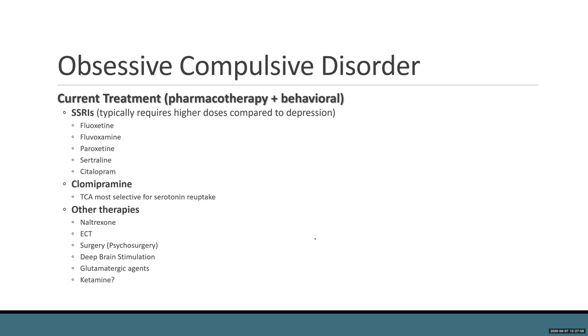ECT, electroconvulsive therapy, psychosurgery, deep brain stimulation, ketamine, glutamatergic agents, TMS, transcranial magnetic stimulation. There are a bunch of new modalities that are coming out for OCD, and it's great. But the SSRIs are the first line in terms of medication. And then the SNRIs, which are like the Cymbaltas and Effexor, those two medications you can also use in OCD, but they're not considered the first line treatment.